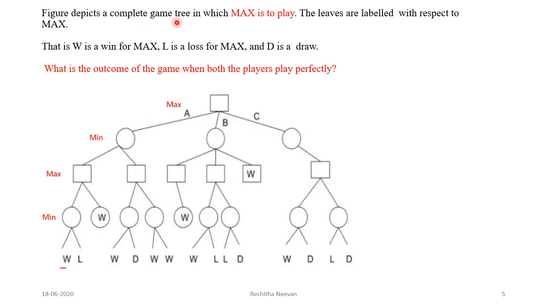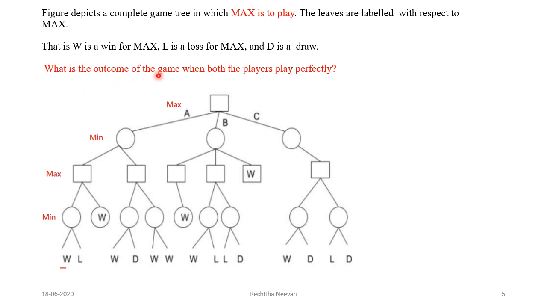A complete game tree is given here. The next player is Max. The leaves are labeled with respect to this Max player. W stands for win, L stands for lose, and D stands for draw. This leaf node W means that if this Max node selects this path, it's a win for this Max player. If it selects this path, then this path leads to a draw for this current Max player.